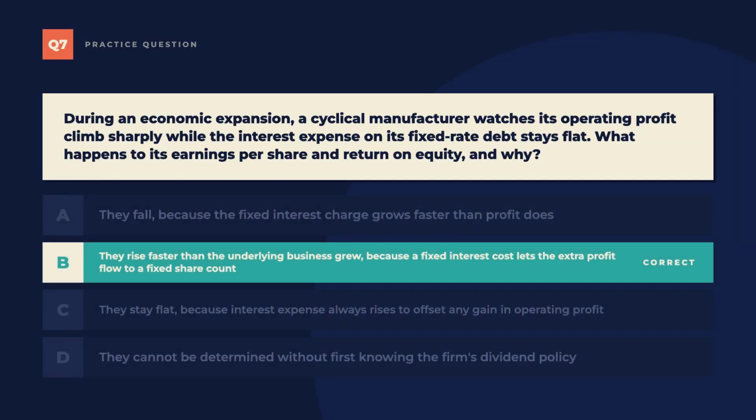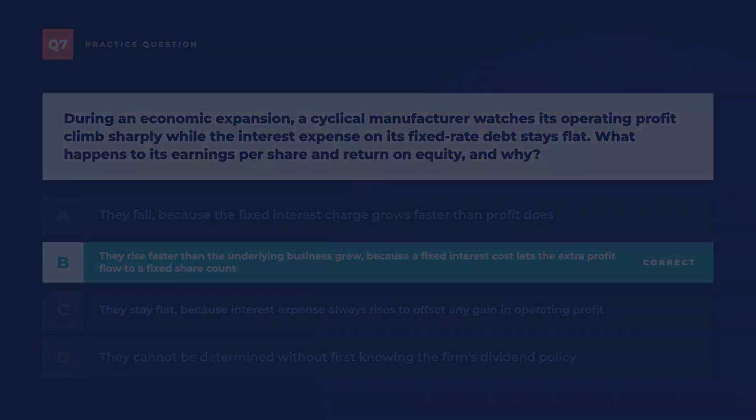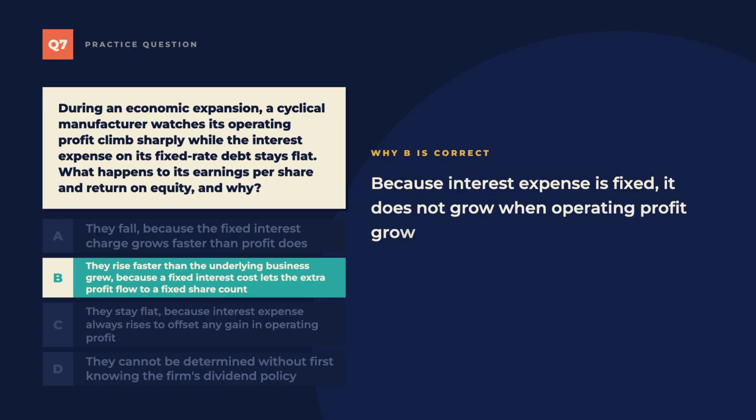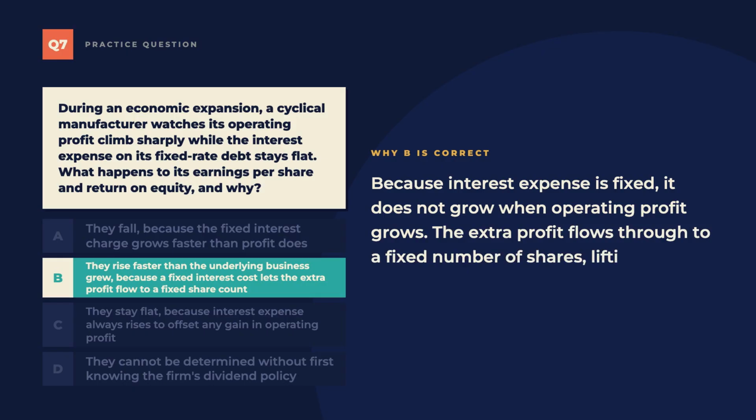The correct answer is B. They rise faster than the underlying business grew because a fixed interest cost lets the extra profit flow to a fixed share count. B is correct because interest expense is fixed, it does not grow when operating profit grows. The extra profit flows through to a fixed number of shares, lifting EPS and return on equity faster than the underlying business expanded. That is the rocket booster effect.